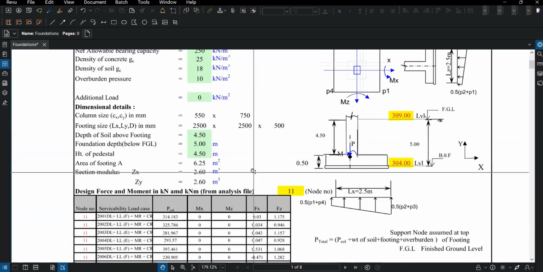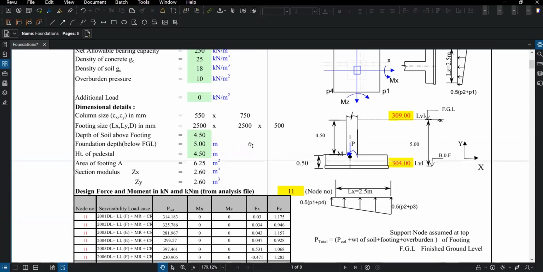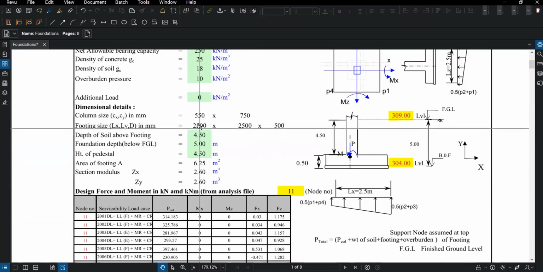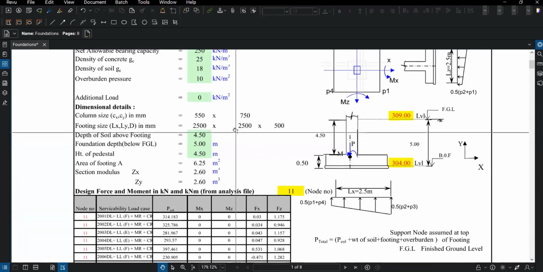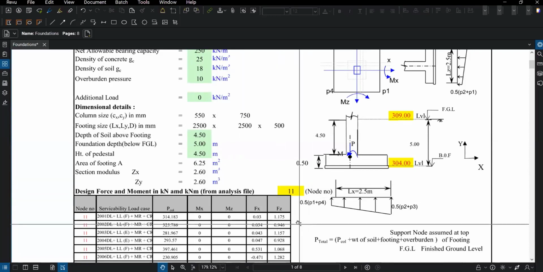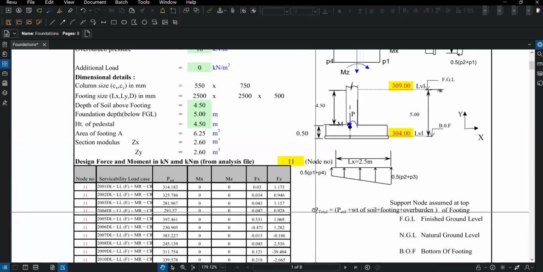Area of footing is the multiplication of Lx and Ly, which are the plan dimensions of the footing on either axis. And section modulus is nothing but b L square by 6, which is b times L square by 6. If you consider the x-axis, b is the x dimension and L is the y dimension, and vice versa in the other direction. So this particular example is basically from a steel structure reaction.